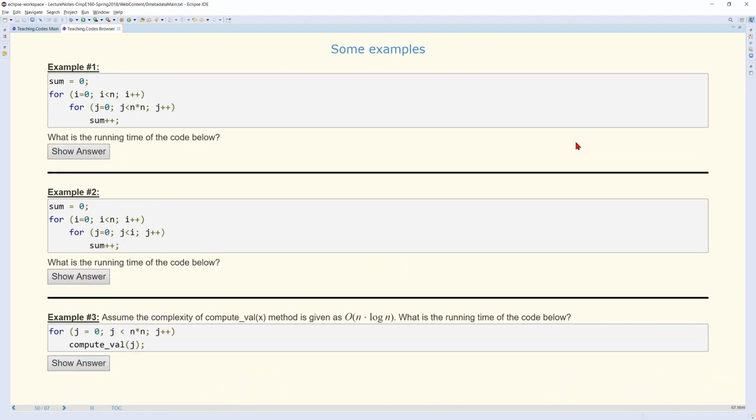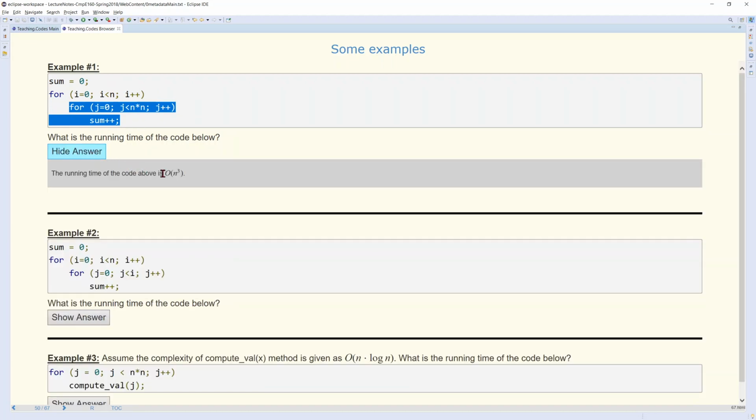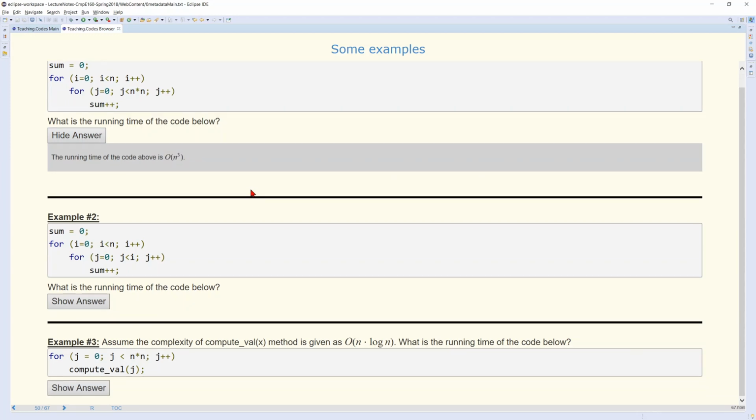Here are some examples. Let's first look at example 1. We have two loops nested in one another. The outer loop iterates n times, and the inner loop iterates n times n, in other words, n squared times. So the statement block here is executed n squared times due to the inner loop, but that O(n squared) complexity of the inner loop is repeated n times. So it is n times n squared. Therefore, we have O(n cubed) complexity for the code segment in example 1.